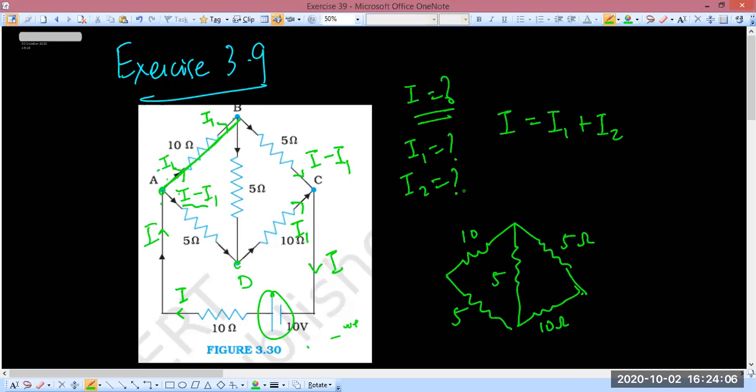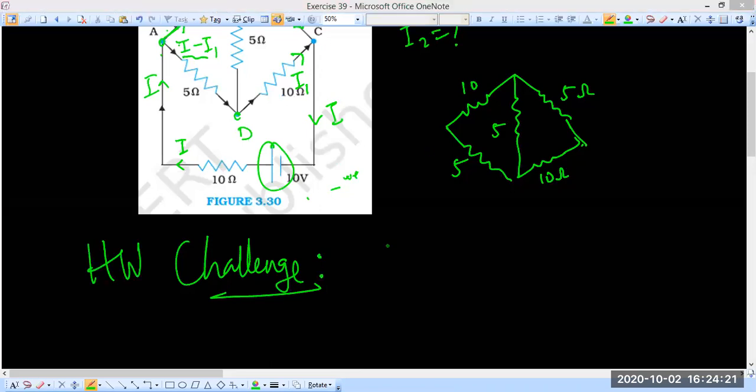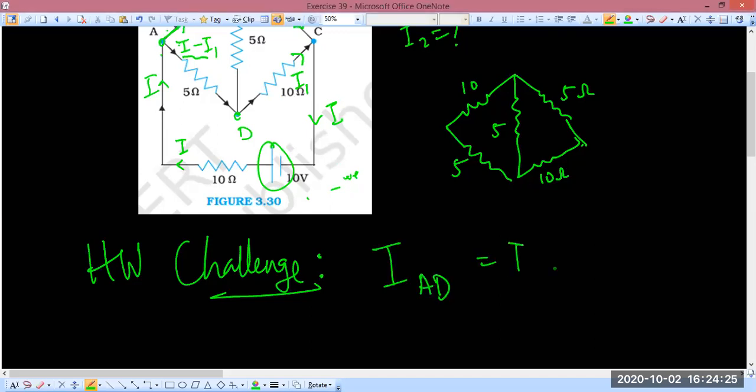Remember, we have used a lot of intuition, right? This is a challenge for everyone. Okay, come on, part of your homework challenge, right? Can you prove that current in AD and current in BC is actually equal?